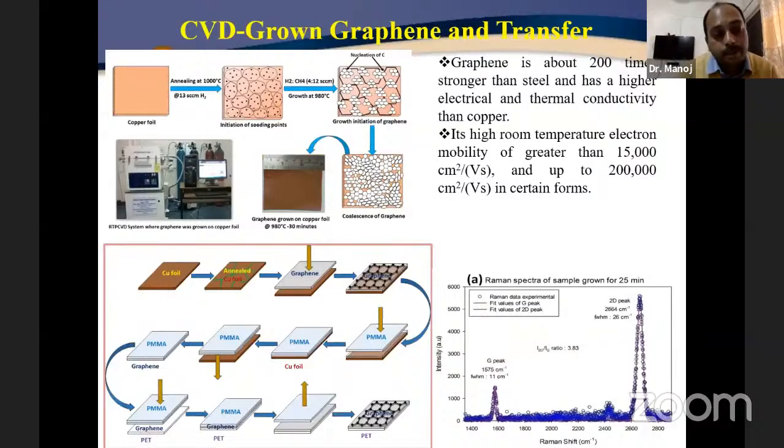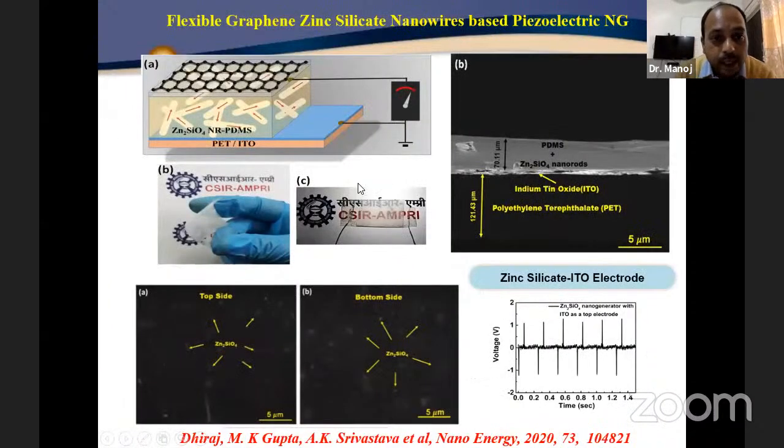Then, parallelly, we grew the graphene monolayer sheet by the CVD technique in our lab, and then we transferred this graphene sheet onto the plastic substrate. You can see the Raman spectrum, it is showing a very good quality 2D peak. And this is our device image, as you can see. The nanowires were randomly distributed in the PDMS matrix.